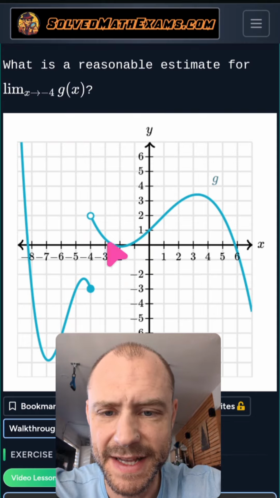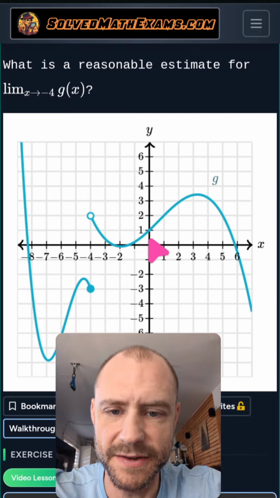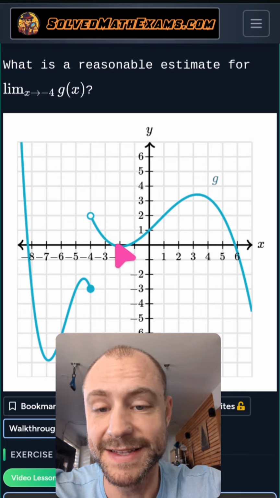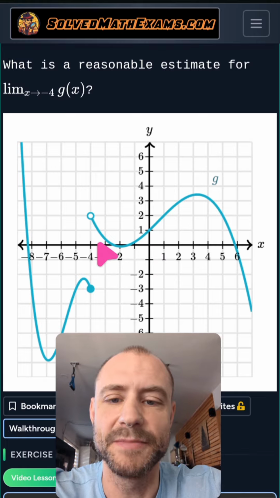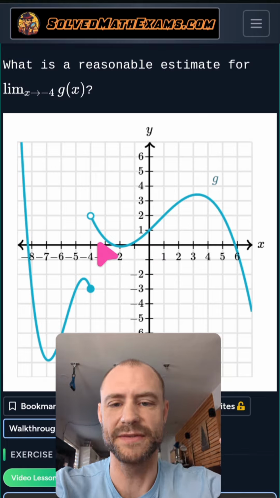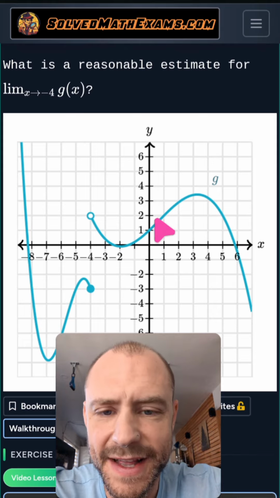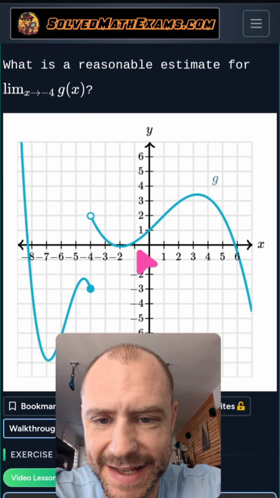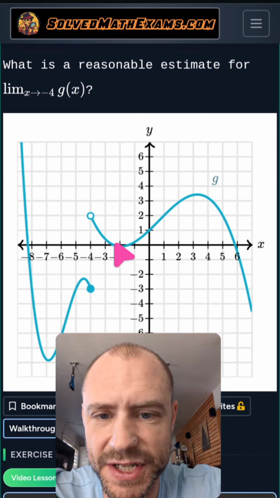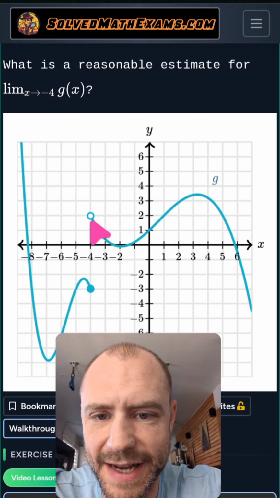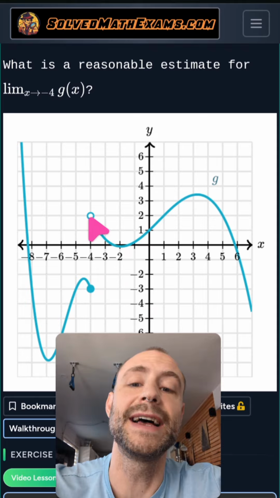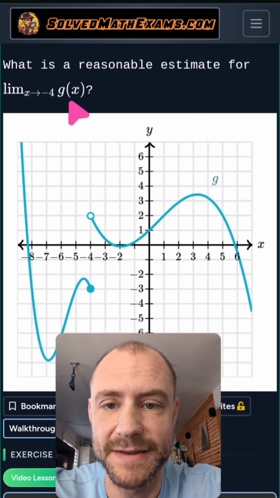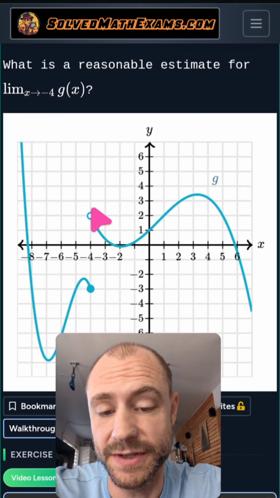Well, if we look coming from the right, so this is approaching -4 from the right, you start over here, and then you come over to the left, actually. But this is what's considered approaching from the right. So as x gets closer to -4, this g function is going up here and headed towards 2. So we can estimate that the right-hand limit is equal to 2.